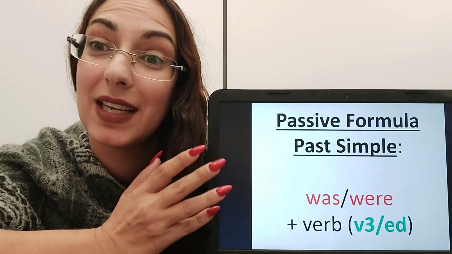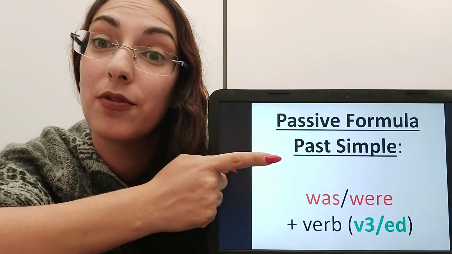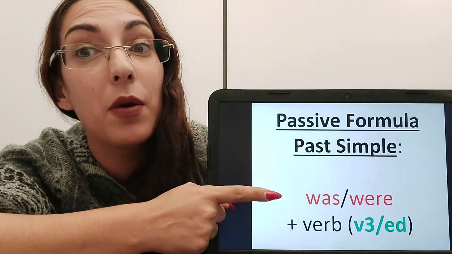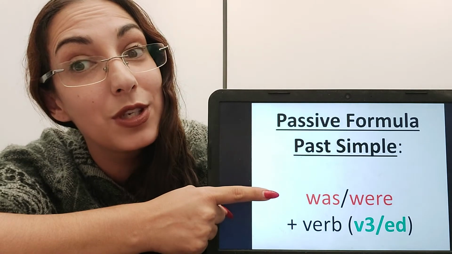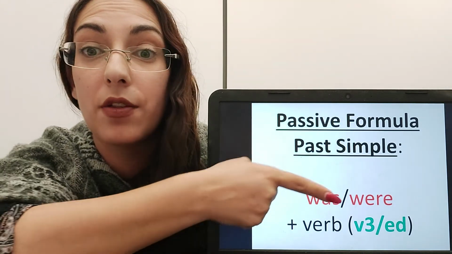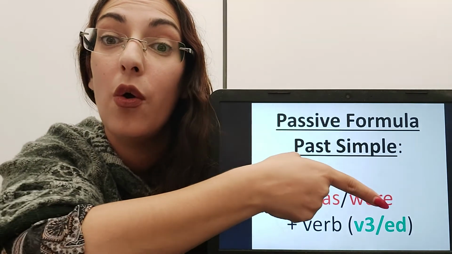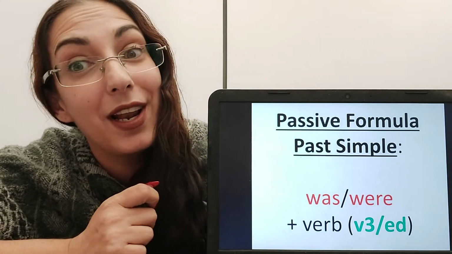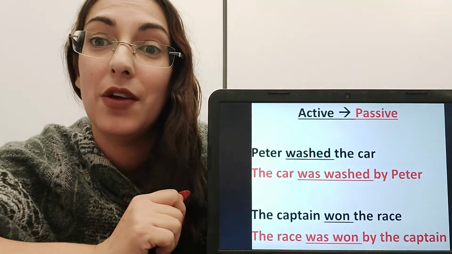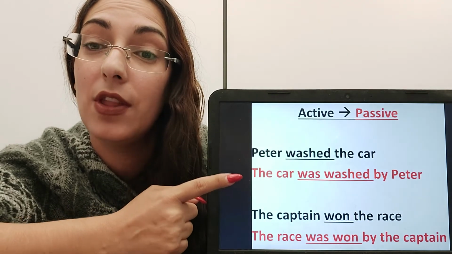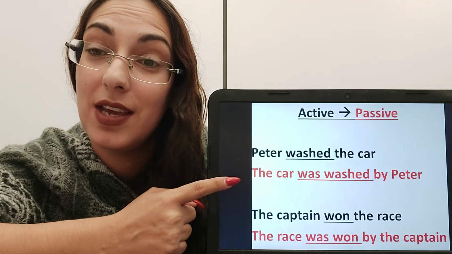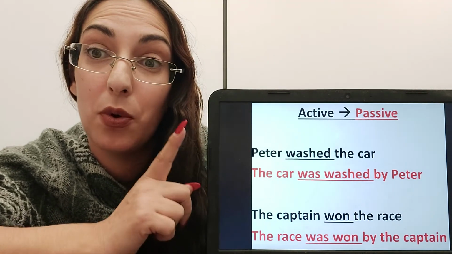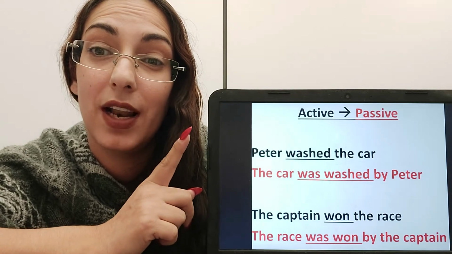Now let's practice a little bit using the past simple form of passive, which is formed by was or were, depending on your subject, and my verb, either the third column of irregular verbs, or I just add ed if it's regular. So here are some examples. The black one is active, the red one is passive, and you'll see how I've changed these words. So pause the video and read each example carefully.